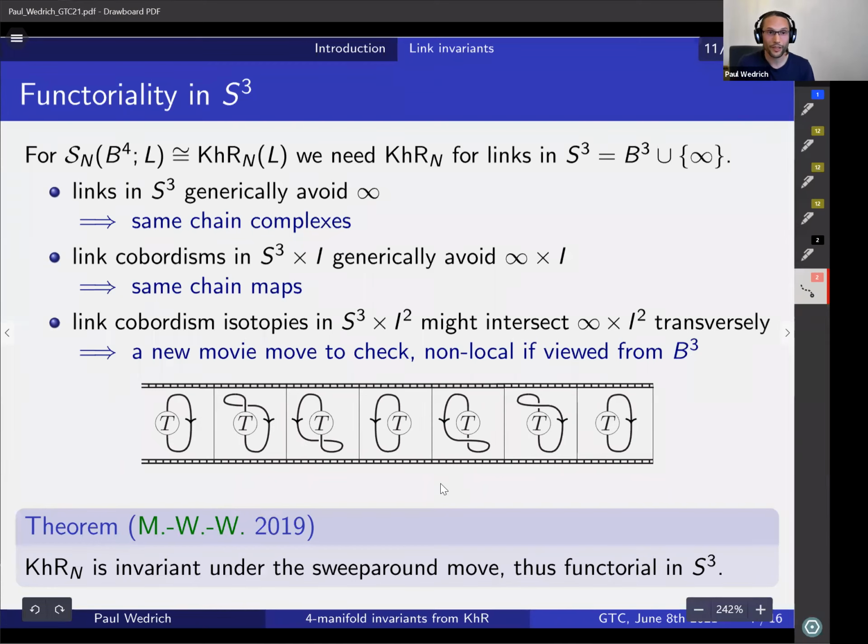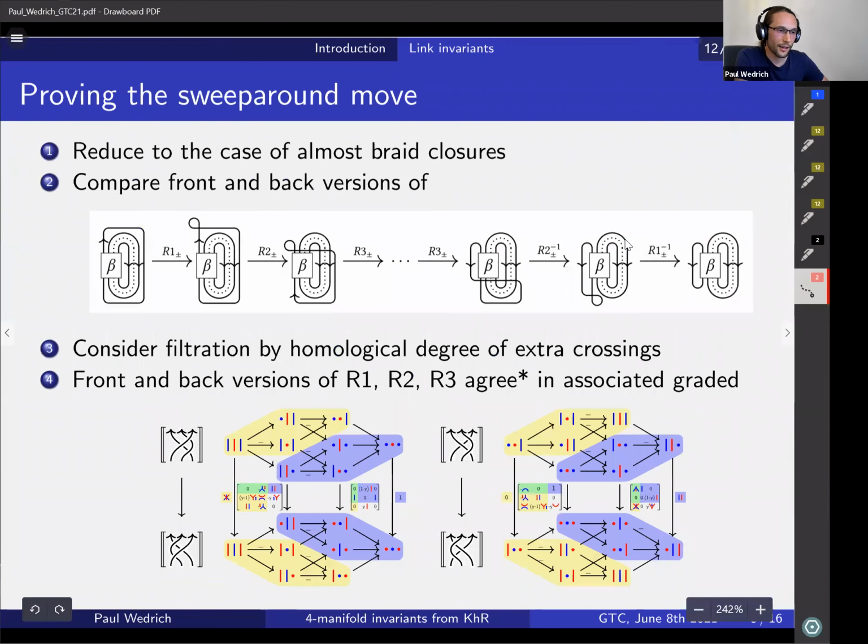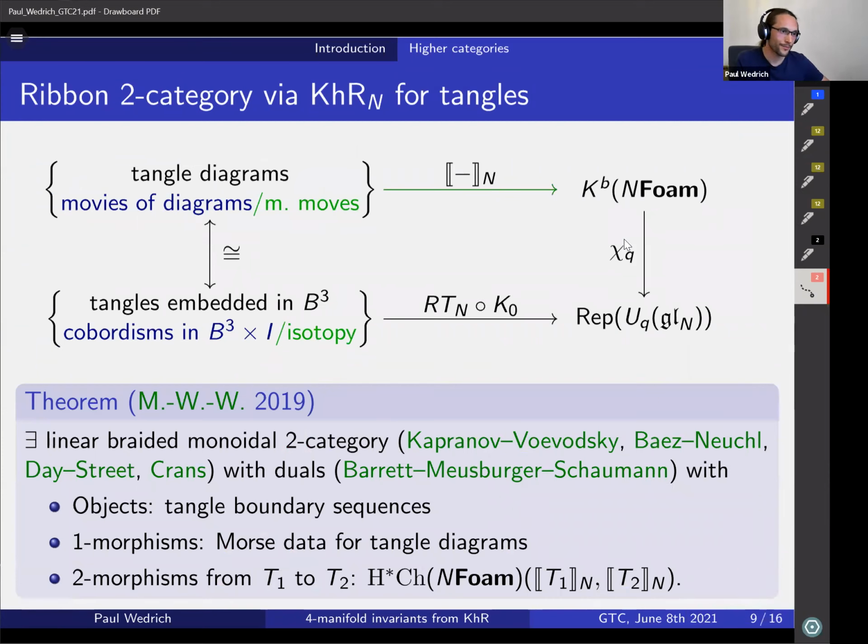Yeah, and that's what we verify in this paper from 2019. I should say that Scott Morrison and Kevin Walker have been thinking about these types of invariants for much longer than I have, at least for 10 years or so. But this was the main technical obstruction to get this functoriality in the 3-sphere to work. There's a slide where I could say a little bit about how to prove this, but I don't think it's essential for this talk, and I might just skip it, but feel free to ask later. Let's go to higher categories.